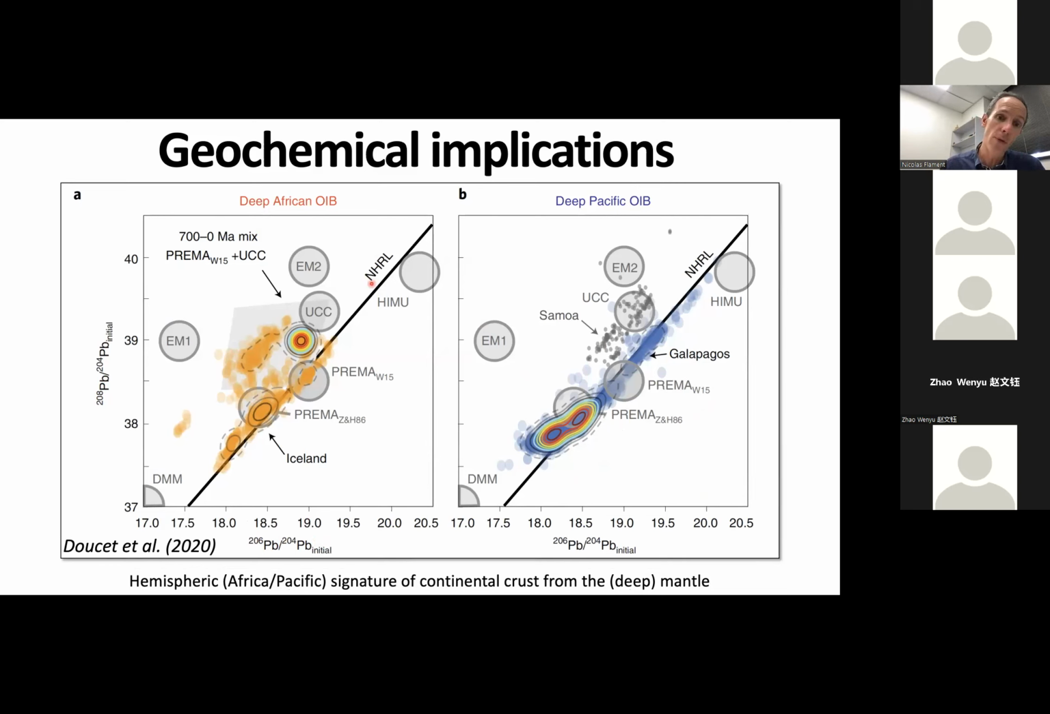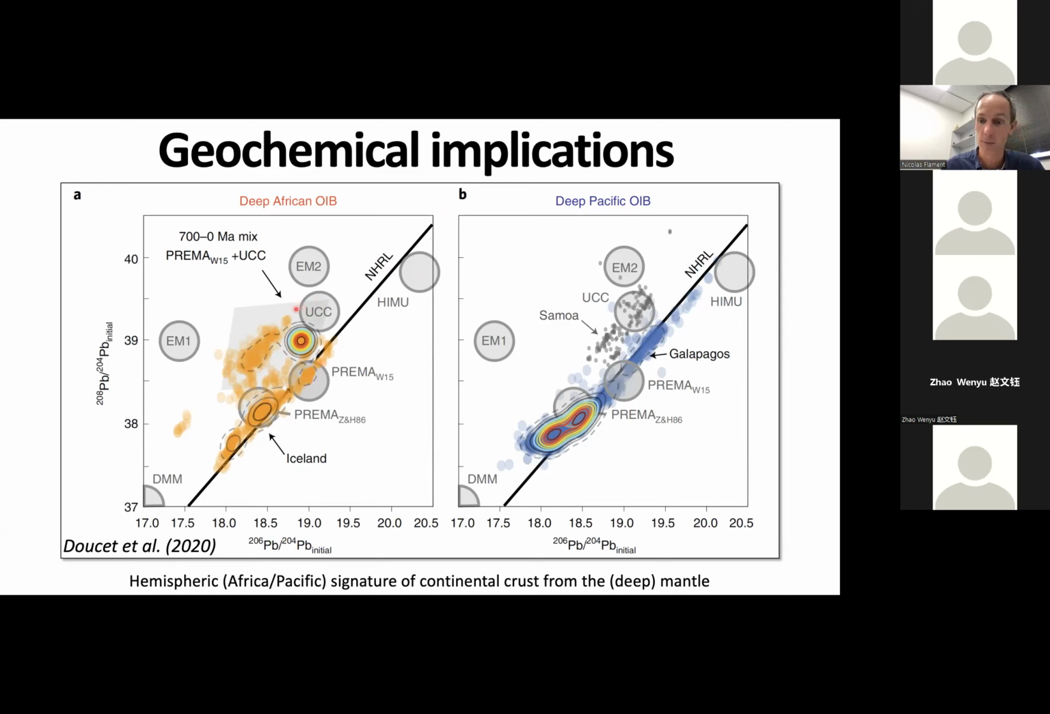And we have the northern hemisphere reference line here. And in the Pacific realm, it seems that generally the data plot along that northern hemisphere reference line. However, in the African realm or hemisphere, it seems to plot away from it, at least in this area here. And one way to explain this would be to add some contamination from upper continental crust.